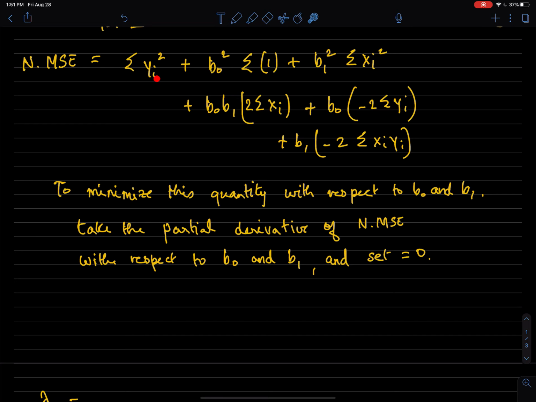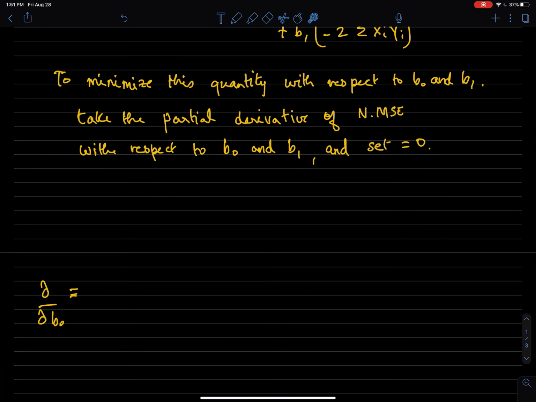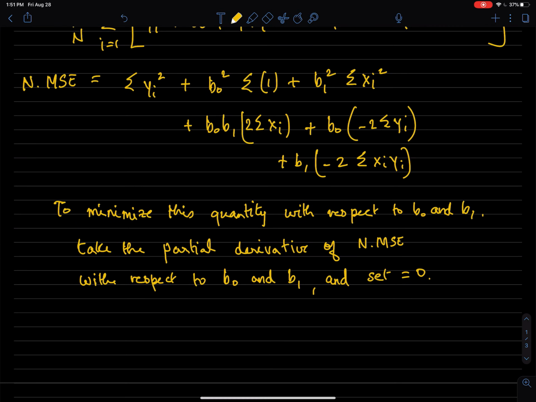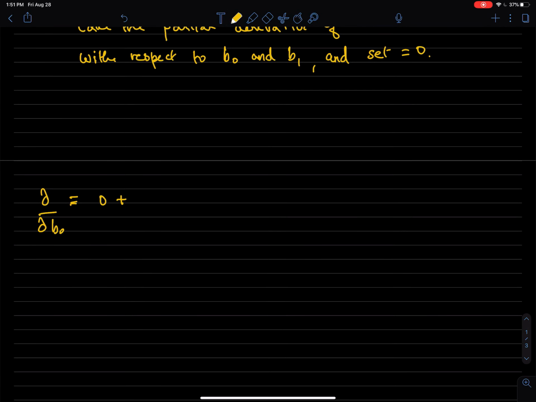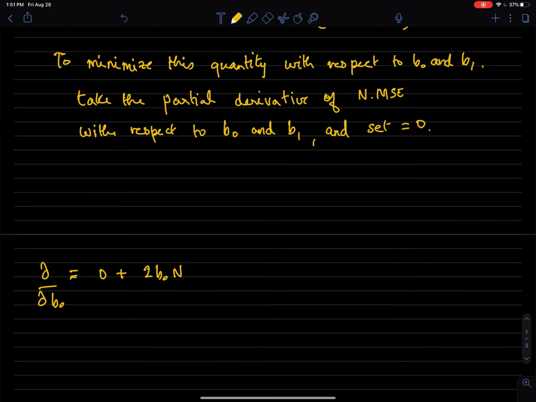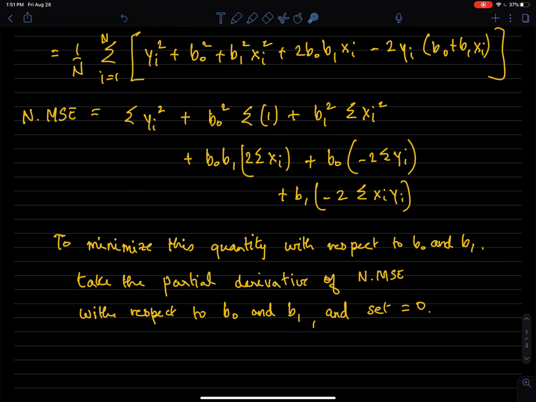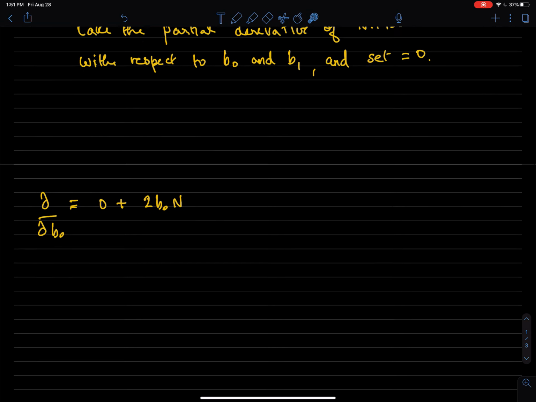This quantity with respect to b naught is 0 because that's just a constant. There is no b naught dependence there. So 0 plus this quantity will give you 2 b naught, and then summation 1 to n of 1 is just n. So it's going to be 2 b naught n. This quantity has no dependence on b naught, so that's going to be 0.